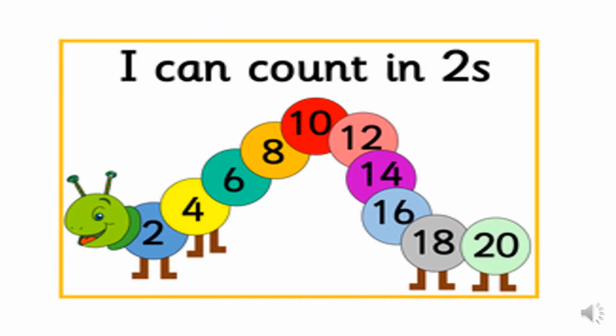So let's just remind ourselves and count in twos. Can you count with me? 0, 2, 4, 6, 8, 10, 12, 14, 16, 18, 20. So I just counted all the even numbers there and I skipped the odd numbers. My numbers ended in 0, 2, 4, 6, or 8.